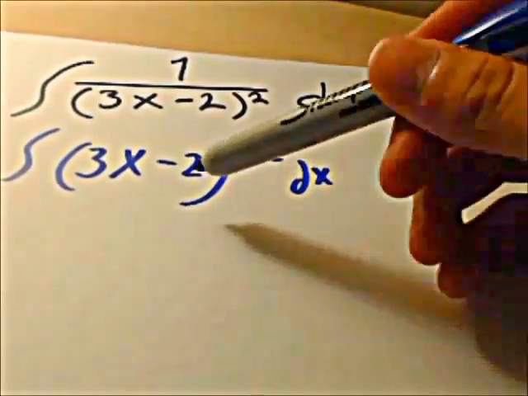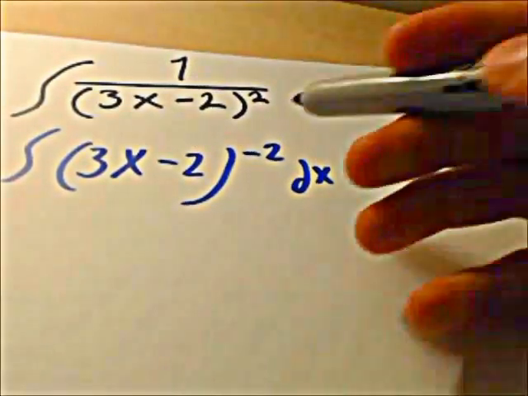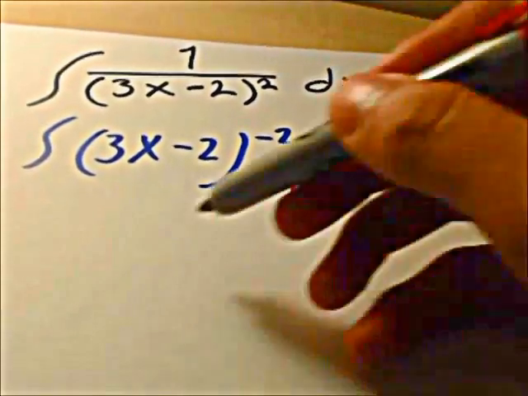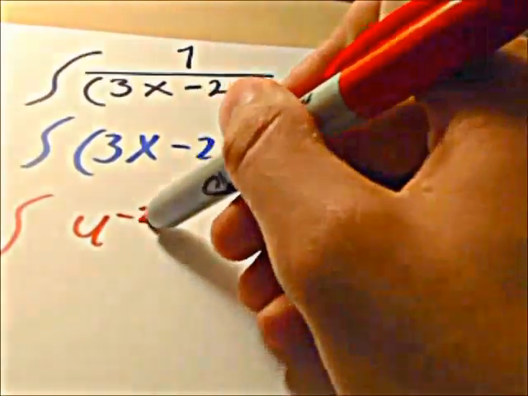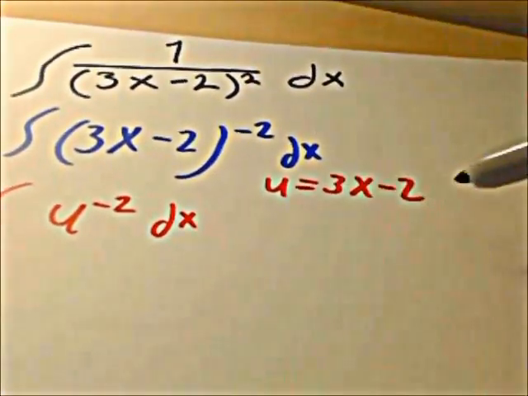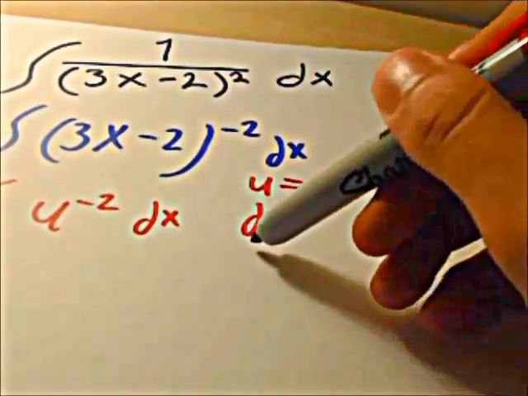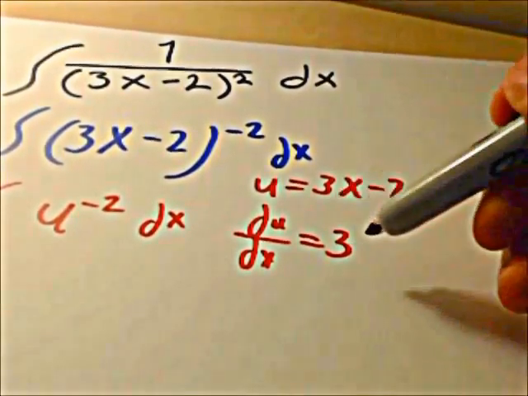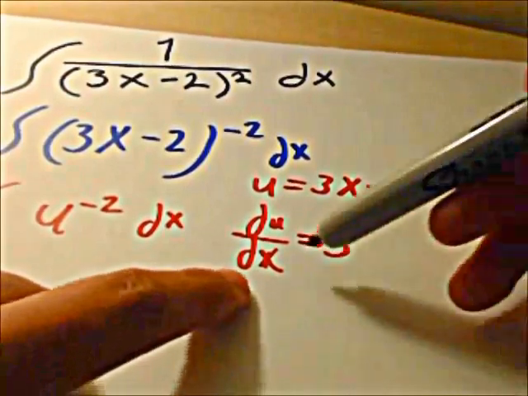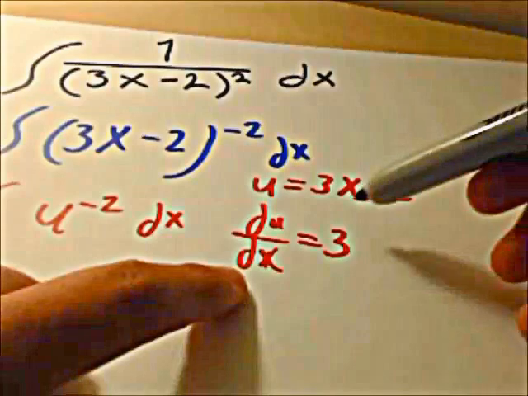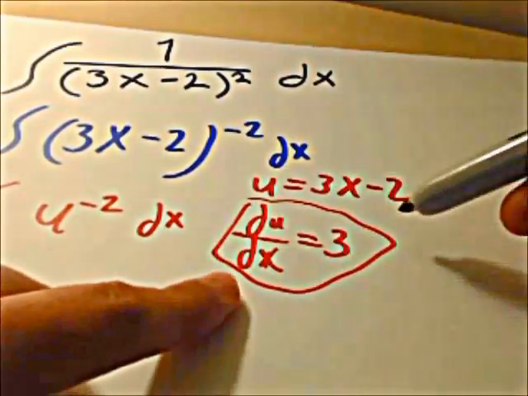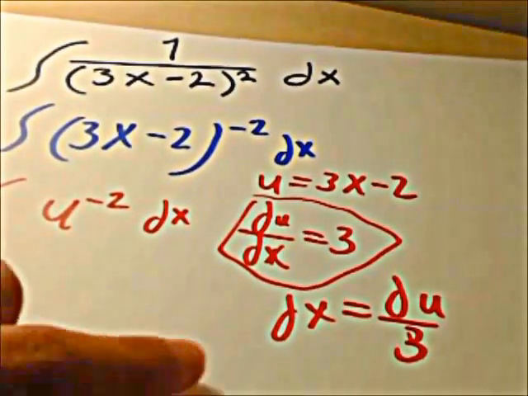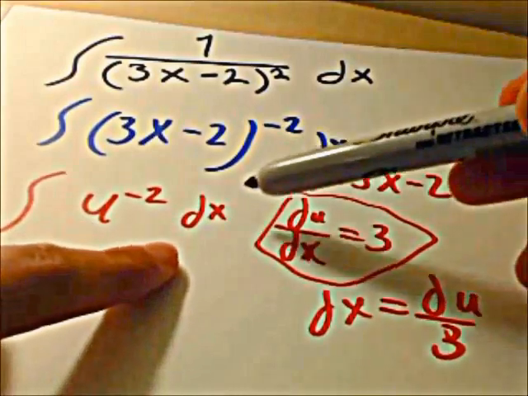Anyway, let's consider what's inside the parentheses, 3x minus 2, as u. So u equals 3x minus 2. Let's substitute that, so the whole thing is u to the power minus 2, dx. Now let's take the derivative of u, which is du/dx. The derivative of what's inside the parentheses is simply 3 in this case, isn't it? So if we rearrange it, making dx the subject, we get dx equals du over 3, right? So we substitute dx here with du over 3.